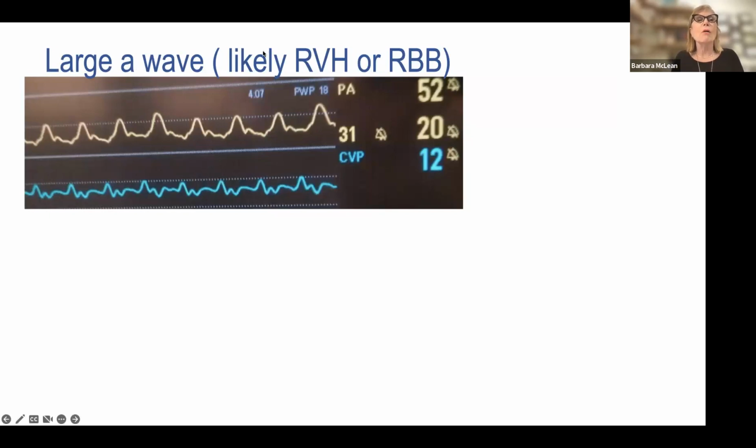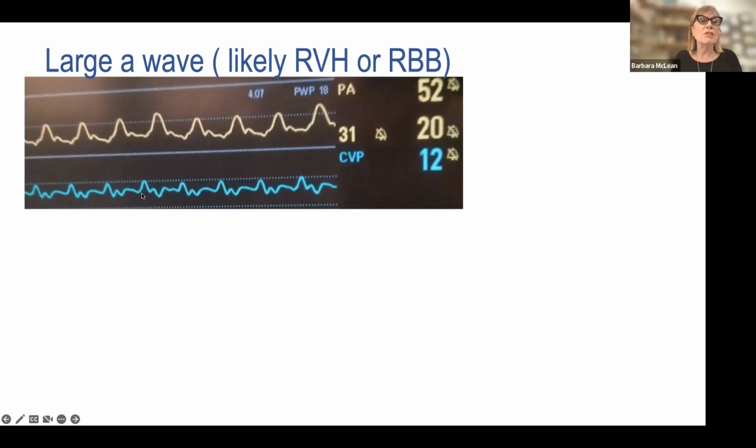Okay, I'm going to go over here and I'm going to say, on this patient, I don't have his EKG, but trust me, this is his A wave. Okay, so here's his A wave, here's his C wave, here's his V wave, and the A wave is around 4 millimeters higher than the V wave. You have a large A wave.